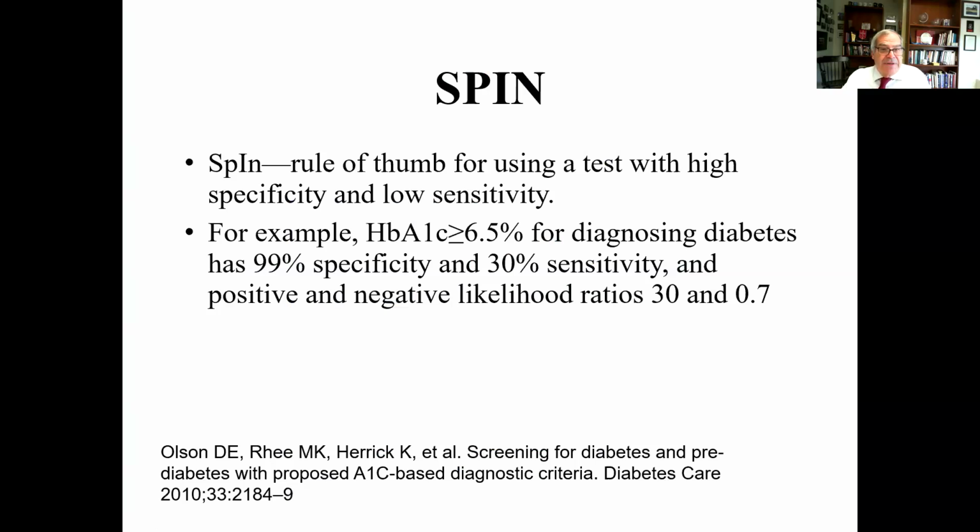A little more on SPIN. The rule of thumb is for using a test with a high specificity and a low sensitivity. So for example, here is our hemoglobin A1C for diagnosing diabetes. It has a 99% specificity, relatively low sensitivity, and positive and negative likelihood ratios, excuse me, very high for positive and very low actually for negative. So this is going to be ruling in the condition. It rules in there. So this is ideal looking at this condition, ruling in that we see people with the condition.